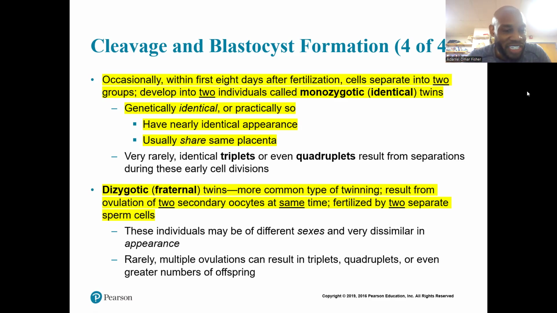You also can have dizygotic twins, which is a more common type of twinning resulting from the ovulation of two secondary eggs at the same time. So a sperm and an egg and another sperm and an egg happen to get fertilized at the same time. They're not identical twins, even though they have similar DNA. They're just two separate eggs that got fertilized at the same time, now forming two different individuals.